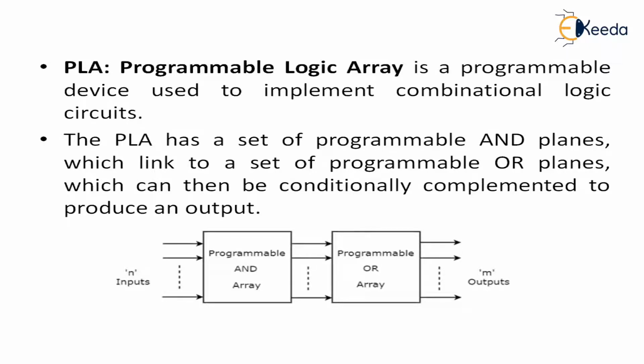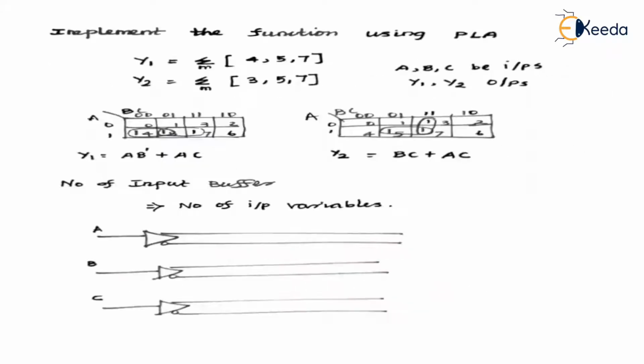So the thing you must not forget in your PLA is there will be a programmable AND as well as a programmable OR array. From an examination point of view, you may get a question like implement a function using PLA. So immediately on seeing PLA, you must remember that both the AND array as well as the OR array are programmable. AND array is nothing but a set of AND gates. OR array is nothing but a set of OR gates. You can program your AND gates, you can program your OR gates.